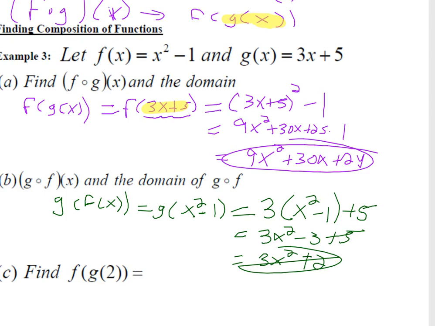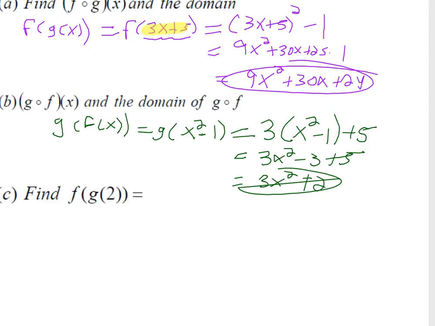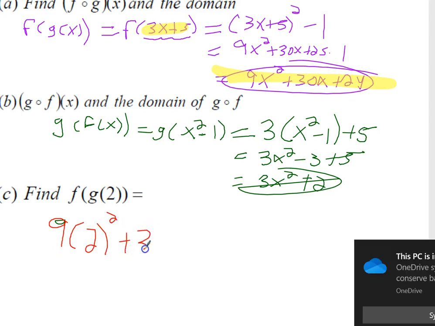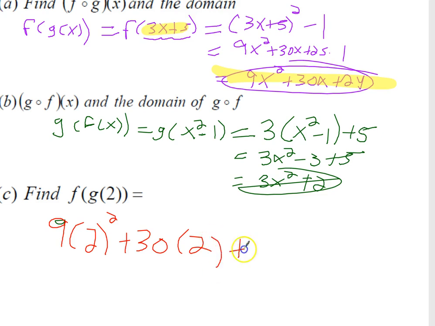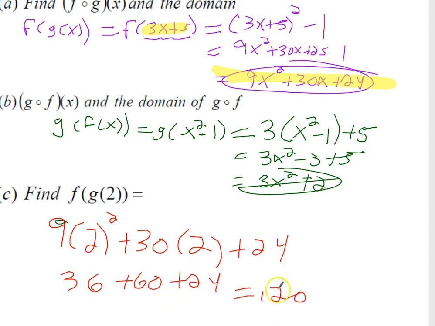For this last part of this problem, f of g of 2, we're going to take our f of g, which we just found right here, and we are going to plug in 2 for all of those values. So it'll be 9 times 2 squared plus 30 times 2 plus 24. And we go ahead and simplify that. So we'll get 36 plus 60 plus 24, which simplifies to 120.